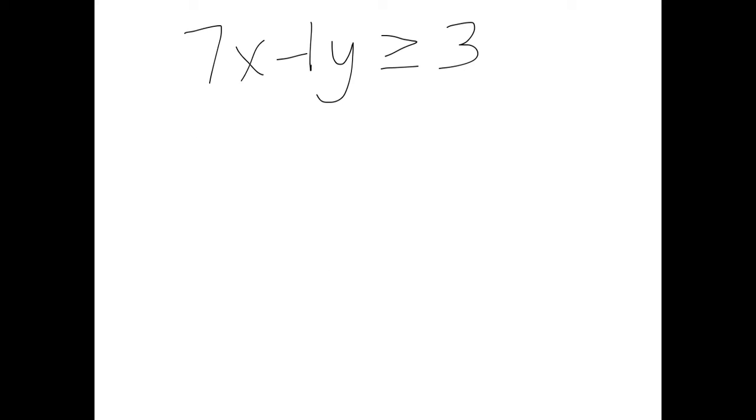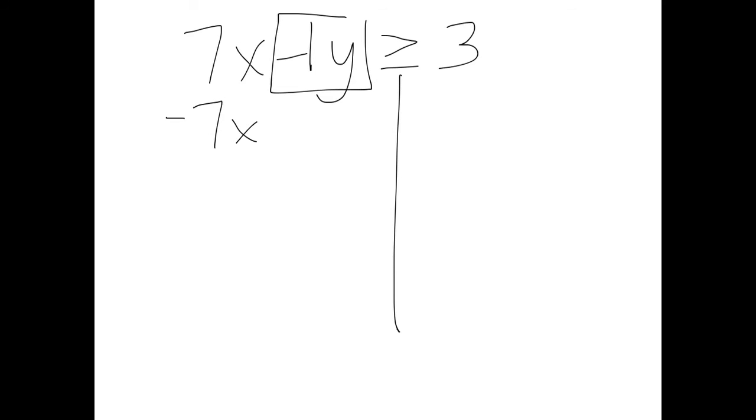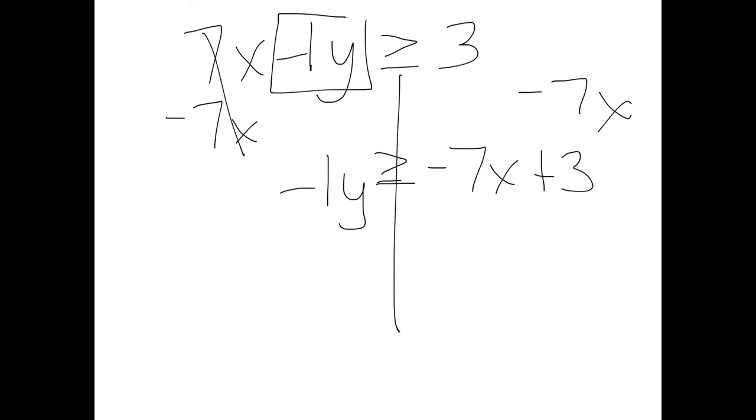Right. Put a 1 in front of there. Box that. Draw my line down. Minus 7x, minus 7x. Cancels. Bring down my negative 1y. Greater than or equal to. Rewrite this. Negative 7x plus 3. Divide everything by negative 1.